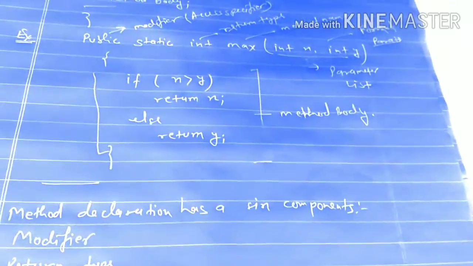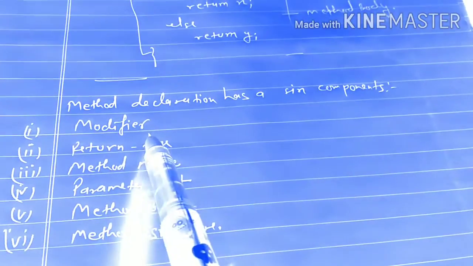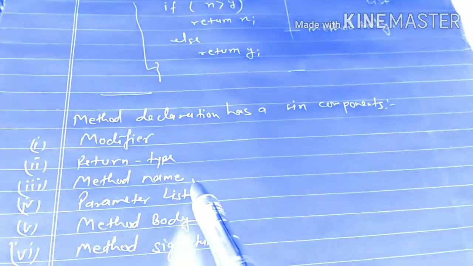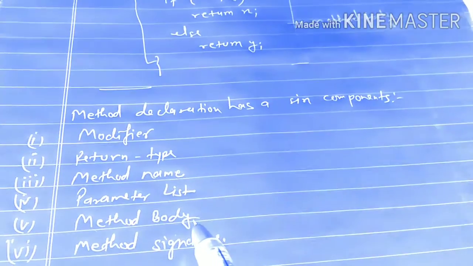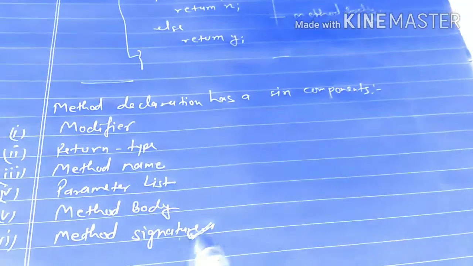Now, a method declaration has six components: modifier, return type, method name, parameter list, method body, and method signature. Now a new topic, method signature.